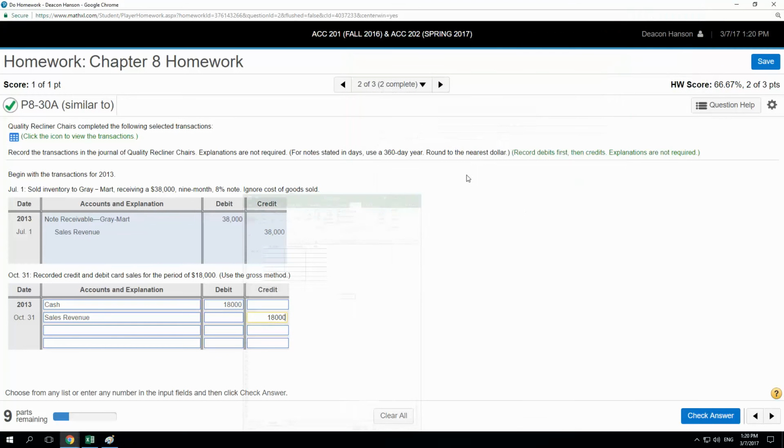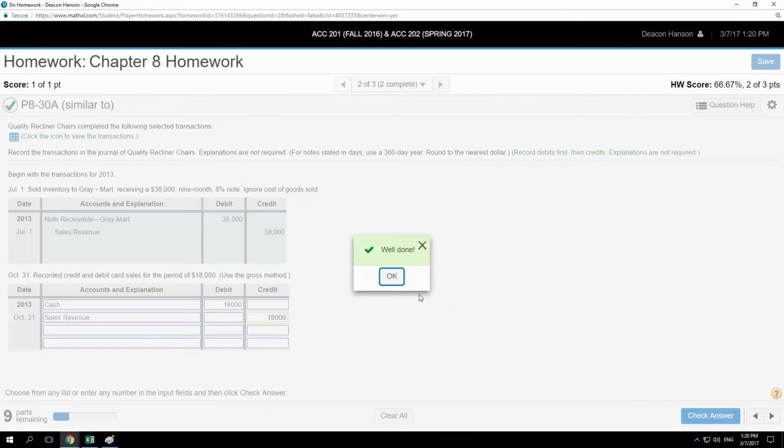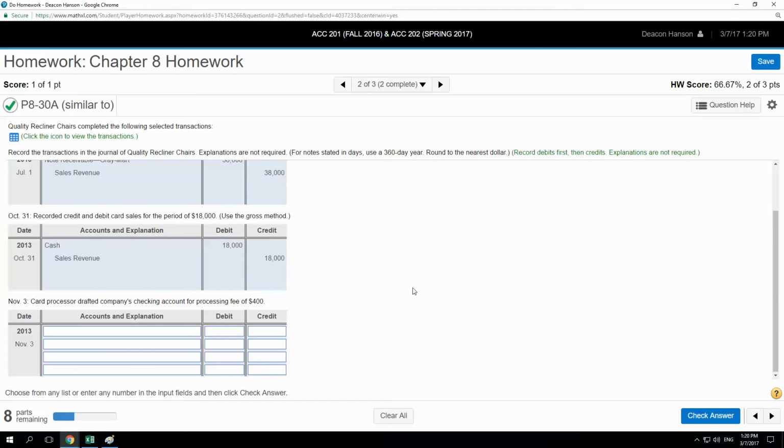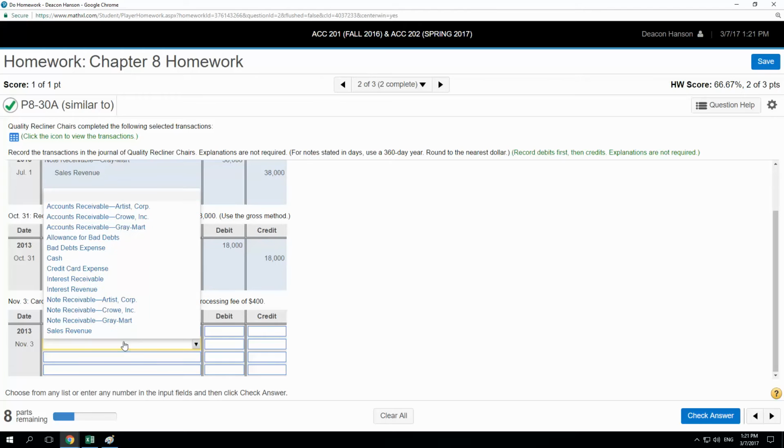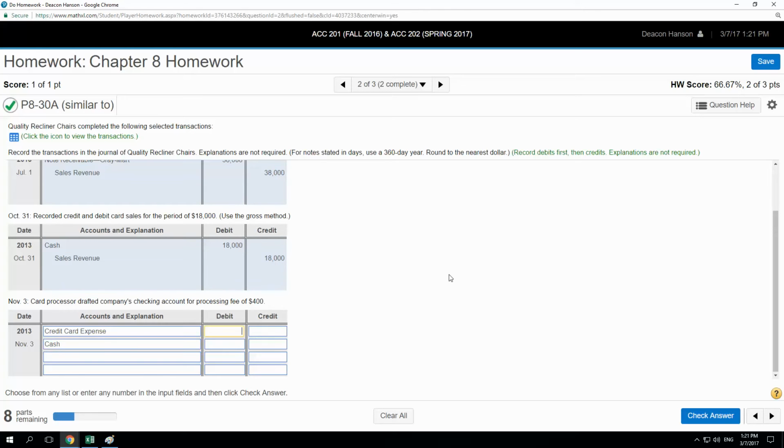Should be okay. Just remember, in the gross method, you don't show the credit card expense in that first entry. You're going to show it later, technically when the bank draws it out of your account. Okay, now this is when the bank's going to draw it out, right? The card processor drafted the company's checking account for a processing fee of $400. So they went ahead and pulled the money out of our bank account. So we're going to charge this to credit card expense, and we're going to reduce cash, $400.